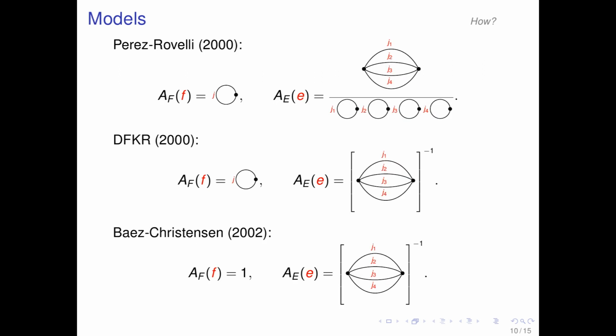So here are some of the models that we used. As I mentioned, there are several choices for edge and face amplitudes. There's a model proposed by Perez-Rovelli, the DFKR, and another model proposed by Bias and Christensen in previous numerical work. I won't tell you exactly what these quantities are, but I can tell you that both the loop and this I symbol are roughly linear in the parameter j, whether the classical or the q-deformed version.